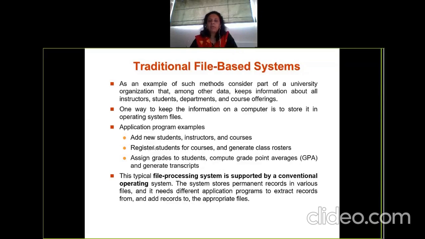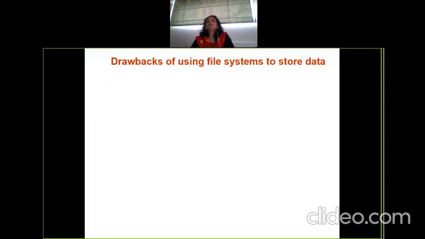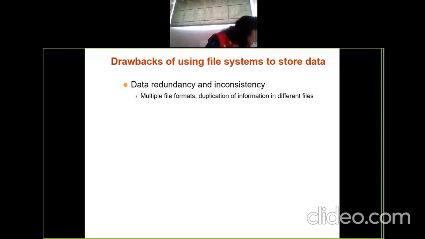Now, when we use the traditional or conventional file-based system, these records are stored in operating system files. But it is very difficult to write the application program to extract the information from such a file system. Now we are going to see what the drawbacks of this conventional or traditional file processing system are. The first drawback that we can say is data redundancy and data inconsistency.